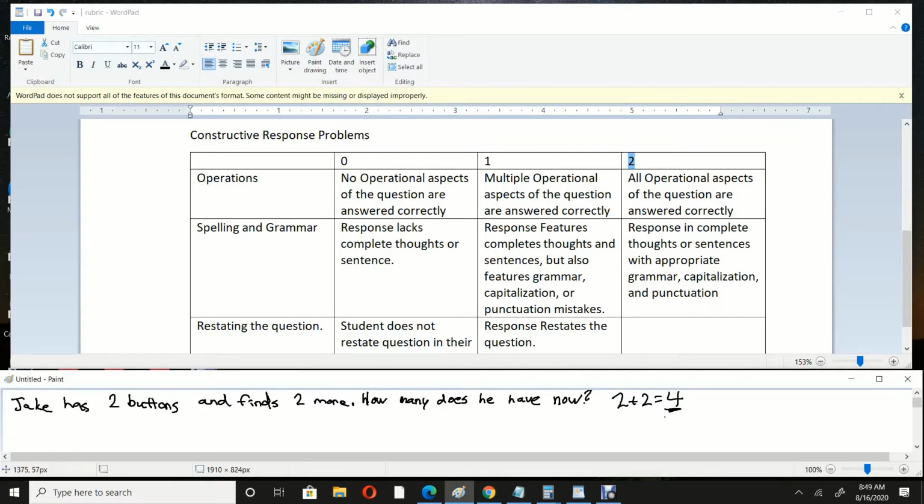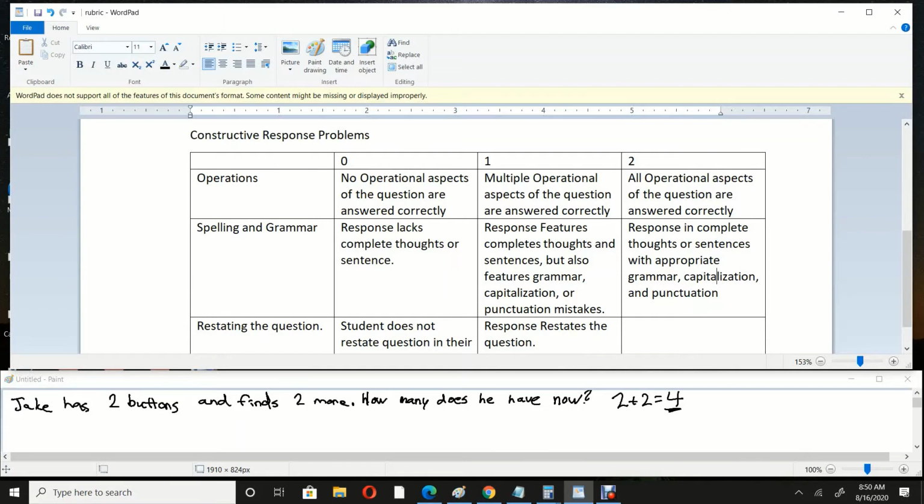Now, spelling and grammar. I want to get a 2 on this. So I want my response to be in a complete sentence. Complete thought sentences with appropriate grammar, capitalization, and punctuation. You've all taken English for a while now. You need to talk to Misty about how to write in full sentences. I'll be pretty lenient about this, but you want to use correct grammar, capitalization, and punctuation. You want it to be a full sentence. So what would a full sentence for this look like?